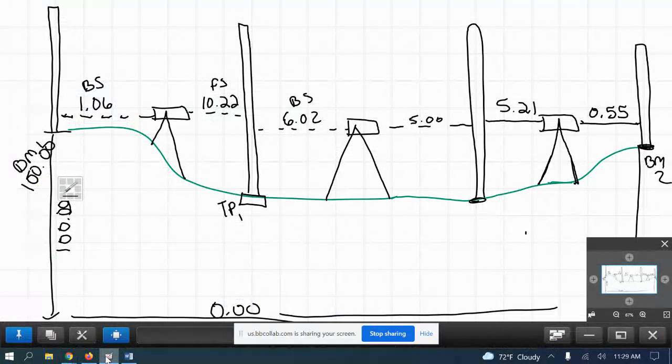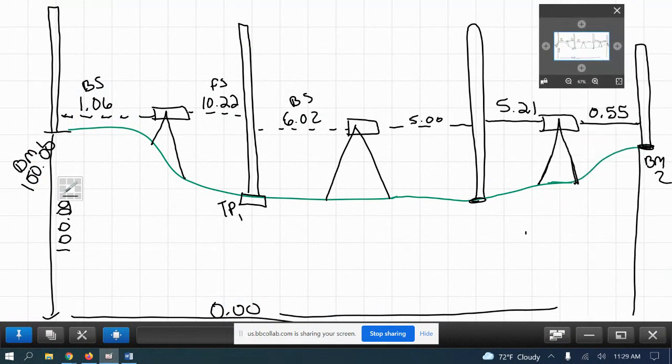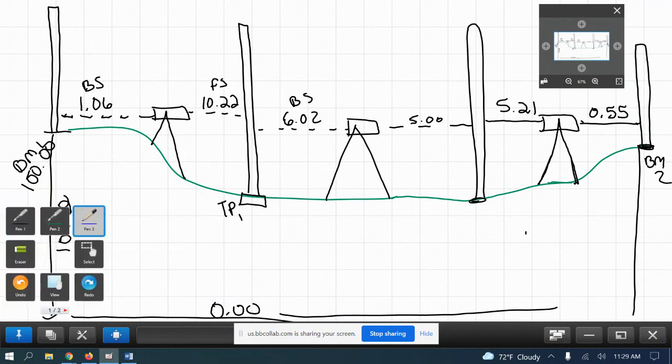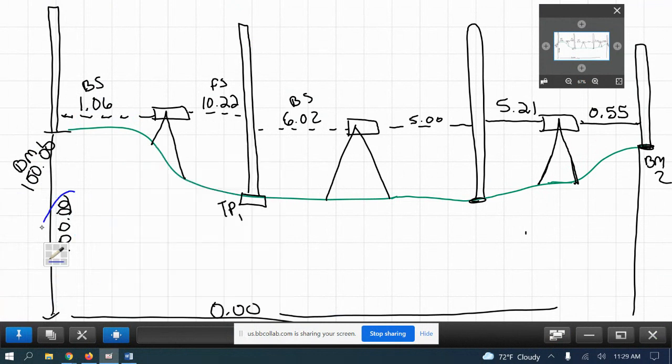All right, so I was going to go ahead and work one of these problems, which is a profile. Move this out of the way. All right, so we're going to start with benchmark 1. It's 100 feet, so that's 100 feet above mean sea level. Right there. And remember, our backsights are plus.